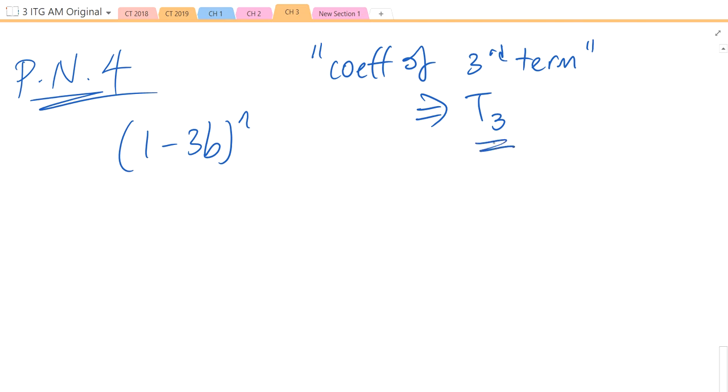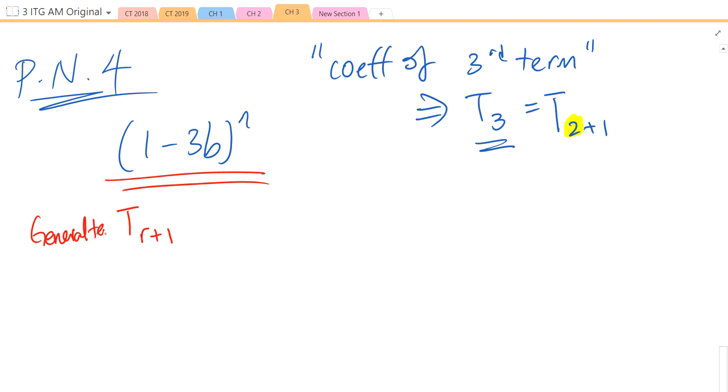Now I want term 3. So general term, how should I write it? Equals T 2 plus 1. Okay, I want these two over here. Obviously they are the same, right? Now according to this expression, if I were to expand it, I'll get many terms. But what does the general term look like? T r plus 1. That's my general term. Okay, on the board, T r plus 1 equals, can you fill in the blanks?